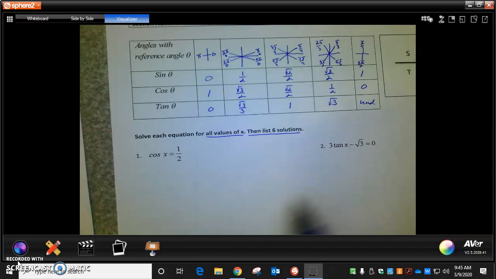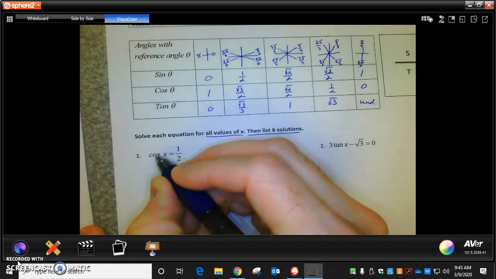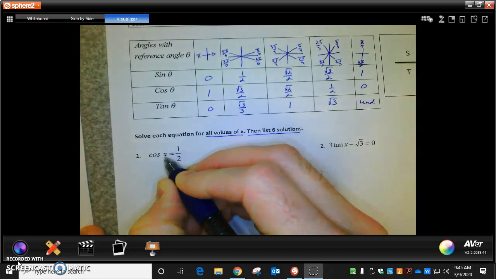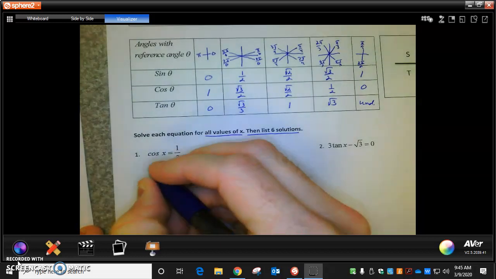Okay, so first equation, cosine of x equals 1/2. Well, I'm going to try to get the x by itself, so I'm going to move the cosine to the other side.